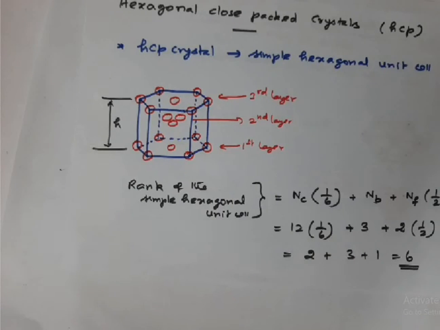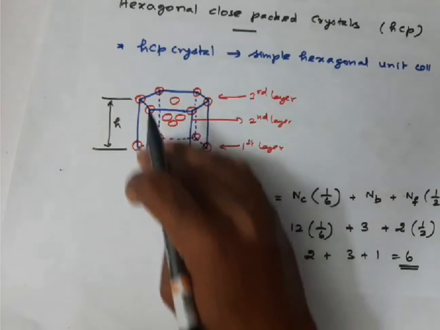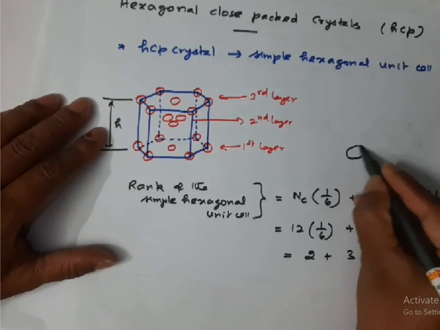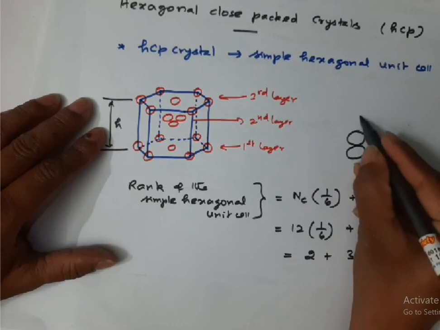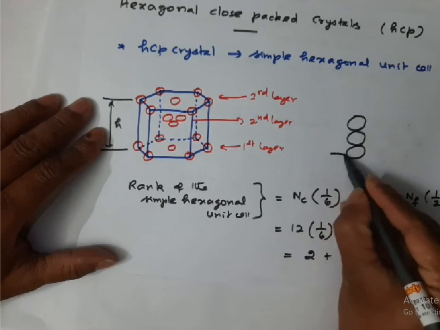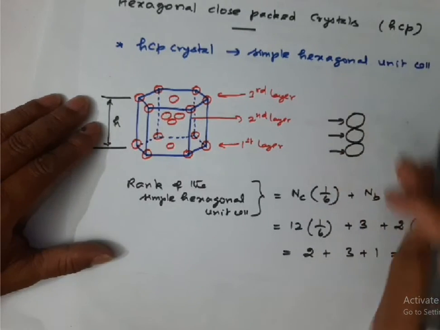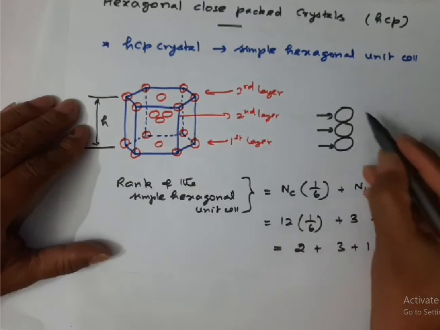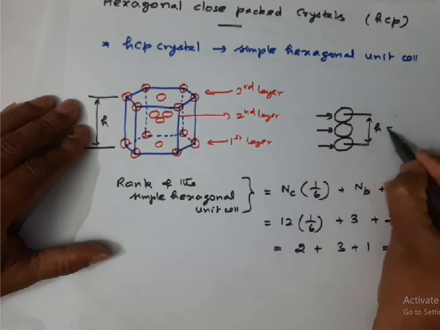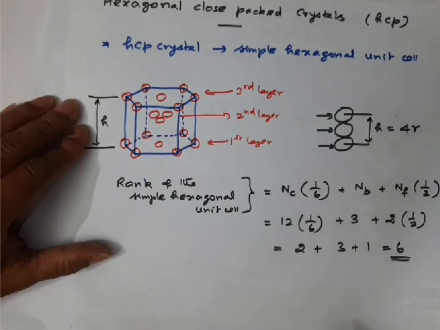Listen, suppose I have 3 layers here. Suppose the atoms are present one over another like this, this is the first layer atom, second layer atom, third layer atom. If we place the atoms like this, then the height is supposed to be equal to 4R. Am I right, students?